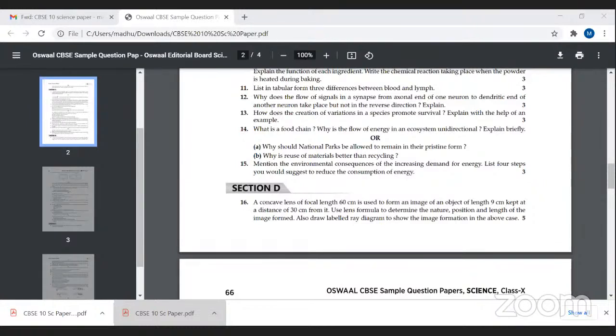That's also correct. So next part. Why should national parks be allowed to remain in their pristine form? So this is the question nowadays. Most of you must be hearing the news: national parks, sanctuaries and all. And we have our own national park in Mumbai city itself, the largest national park within the city limits. So can anybody give me the answer to the question? Why should national parks be allowed to remain in their pristine form?